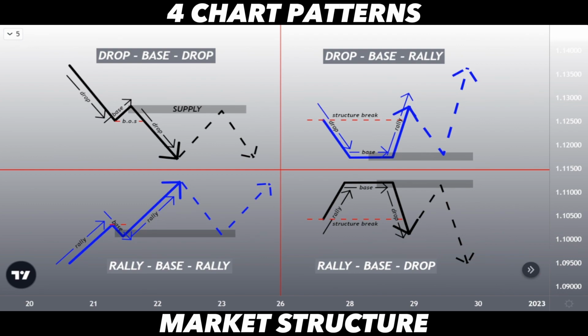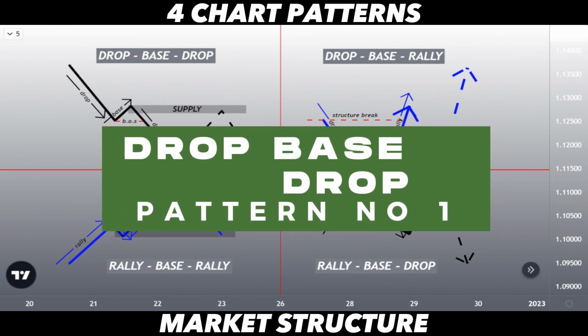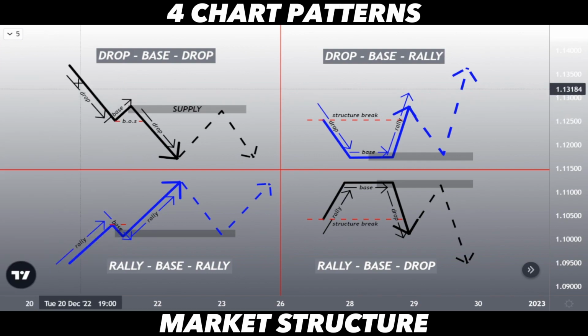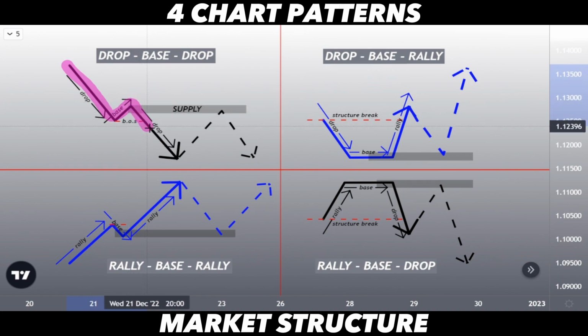In this particular video, I'm going to be teaching you about chart patterns. We have four major chart patterns that happen all over the market. Chart pattern number one is drop, base, drop. What does that mean? That means that we have an impulsive move to the downside, which is the drop. Base is a small pullback followed by another impulsive move to the downside.